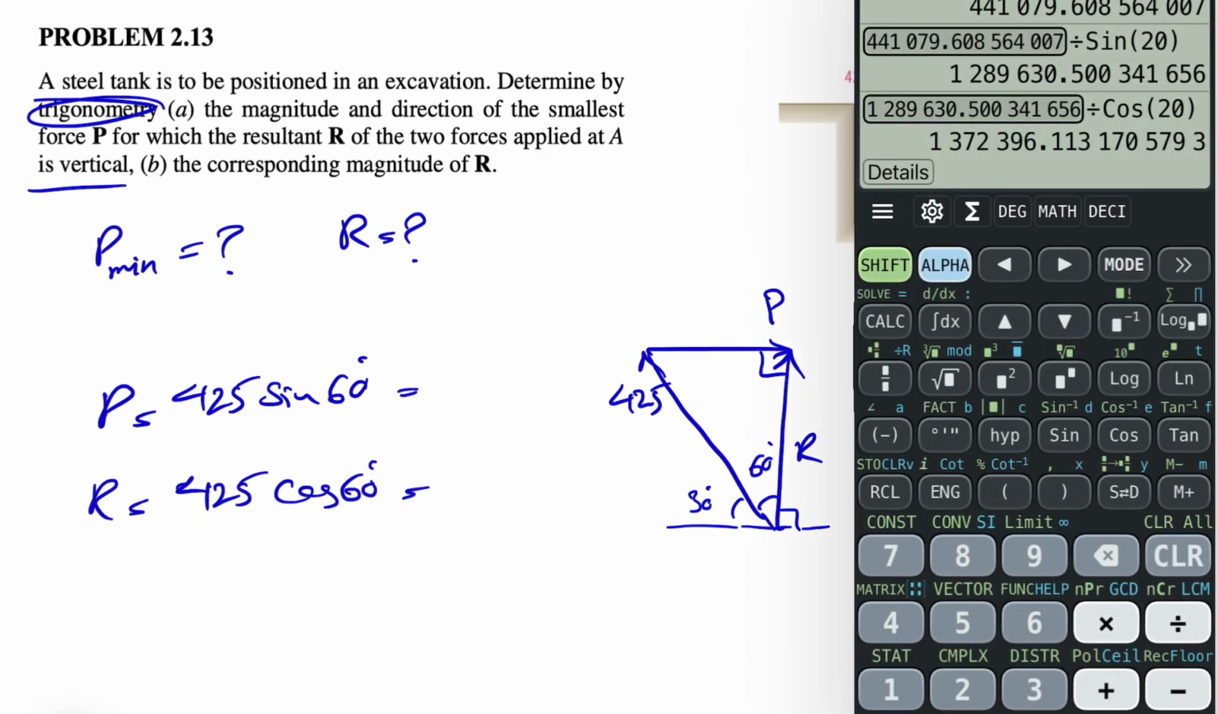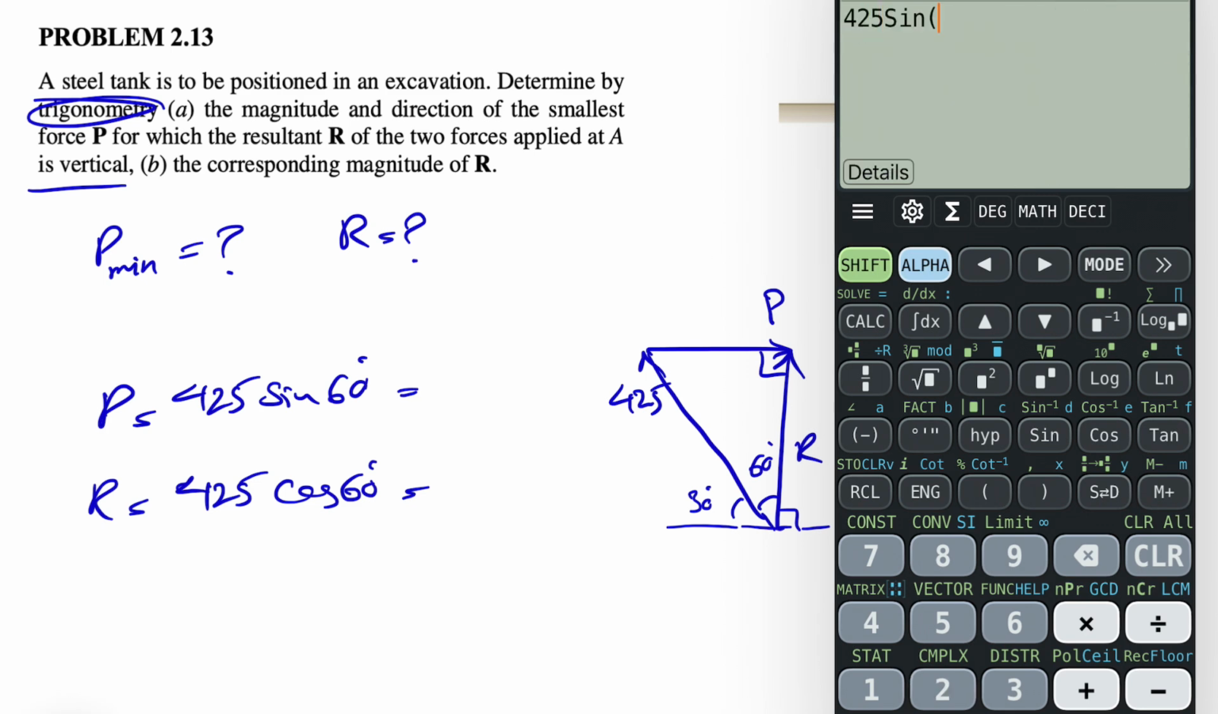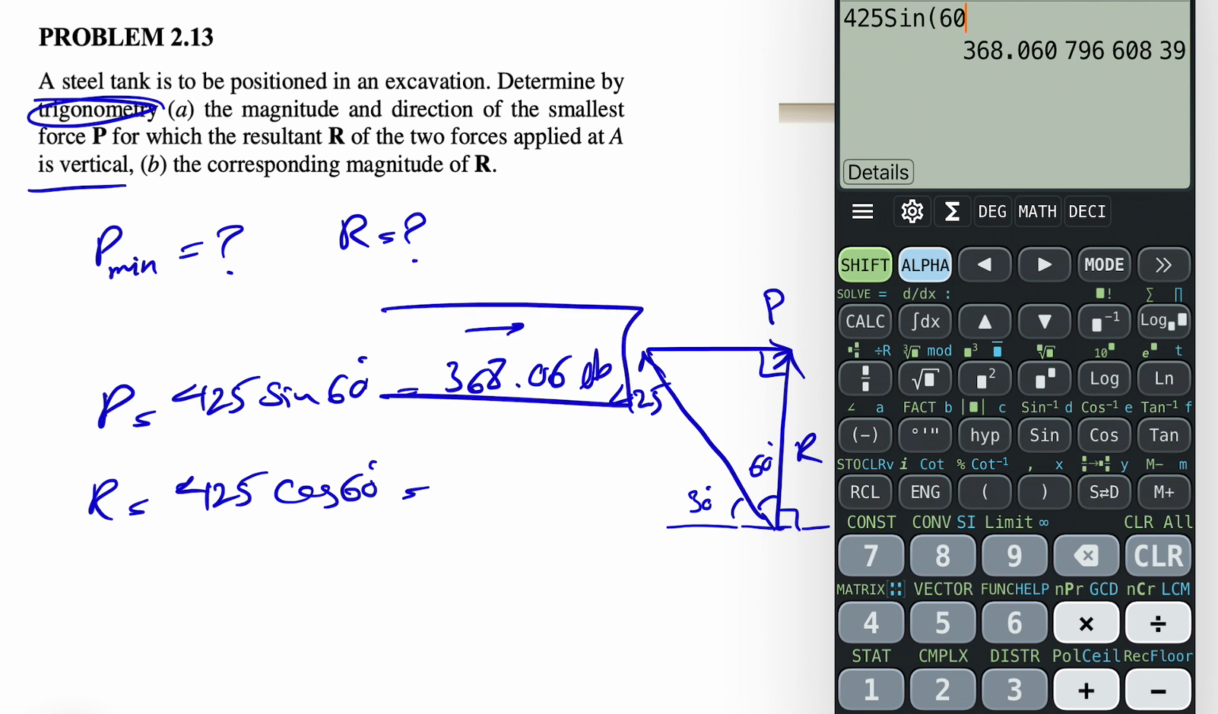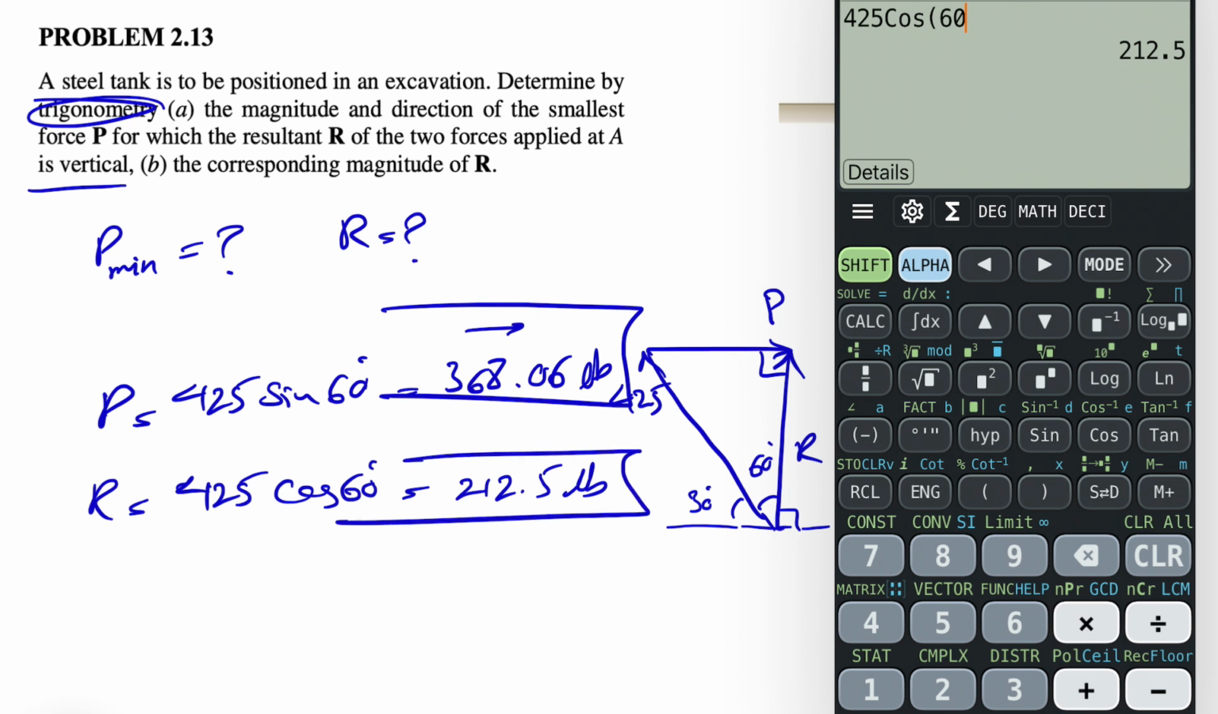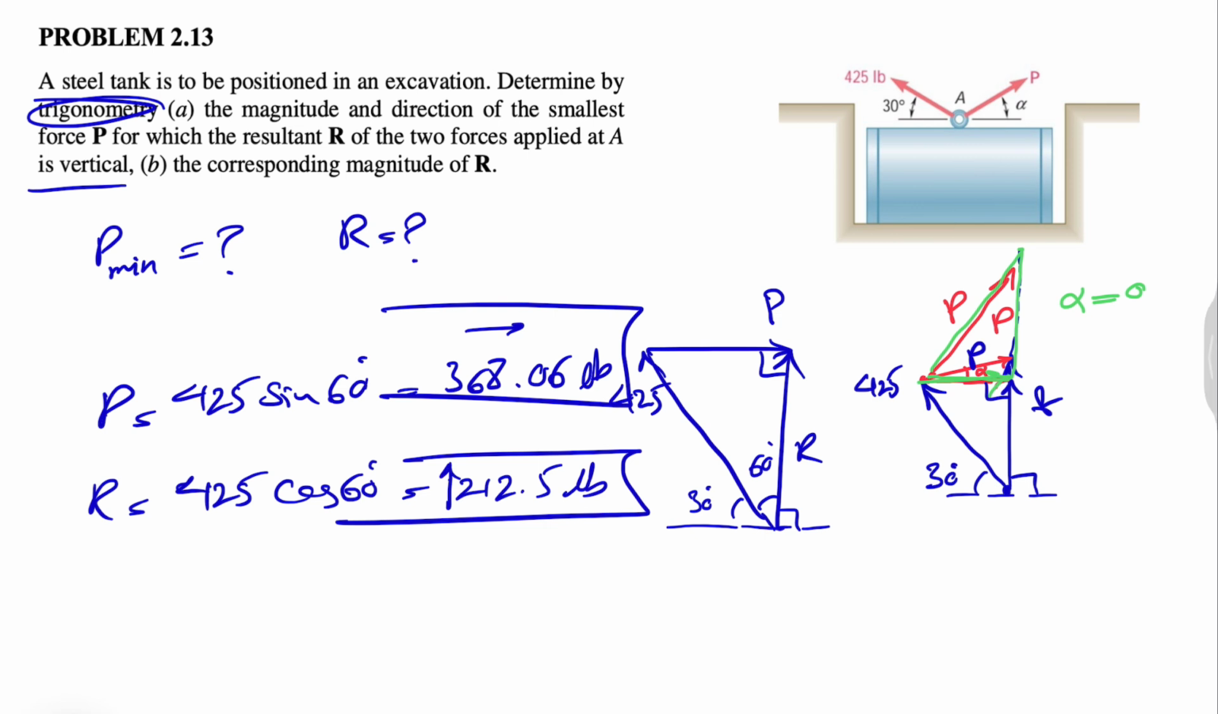So we just have to calculate these two. 425 sine of 60, that's going to be 368.06 pounds, our P. And we have 425 cosine of 60, that's going to be 212.5 pounds, or our R, which will be in the vertical direction.